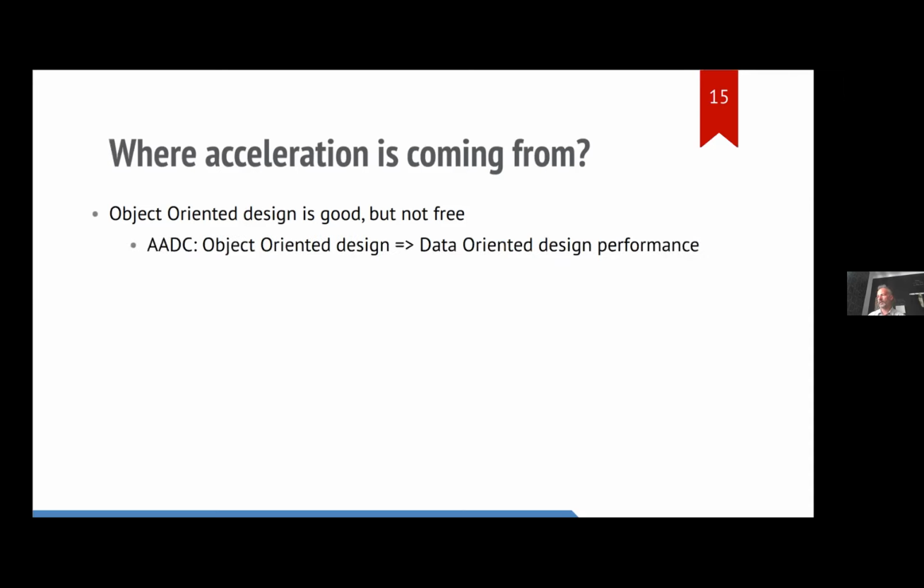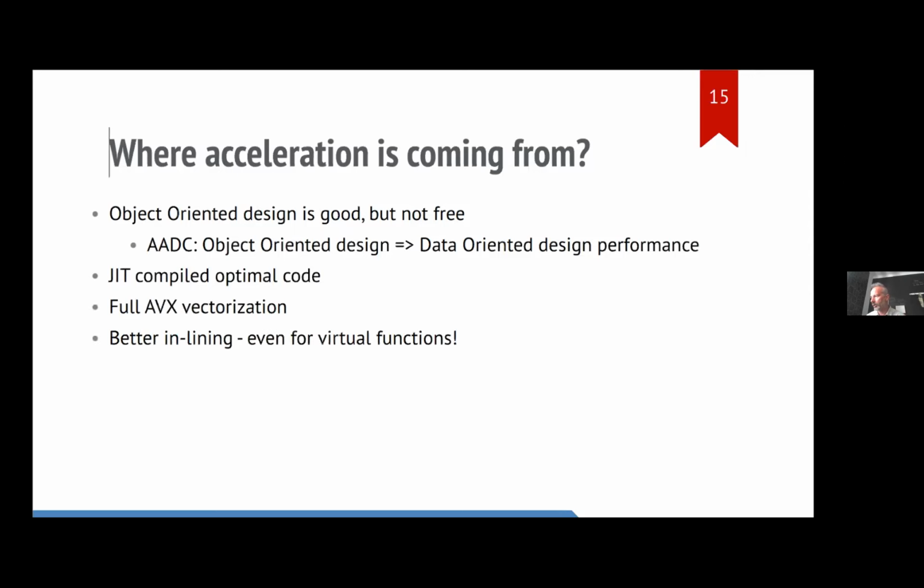So what we can do, AADC can take your object-oriented design and turn it into a data-oriented design. So a design where you think about how you calculate and process data. And thinking about data-oriented design is usually a lot more expensive. You need to put a lot more thought into designing systems like this, and it's hard to maintain them later on. But with AADC, it's easy. JIT compiled optimal code, I'm going to touch more on that. AVX vectorization, inlining for virtual functions, better memory management, etc. So this is where, in this particular case, we get these tremendous results, right?